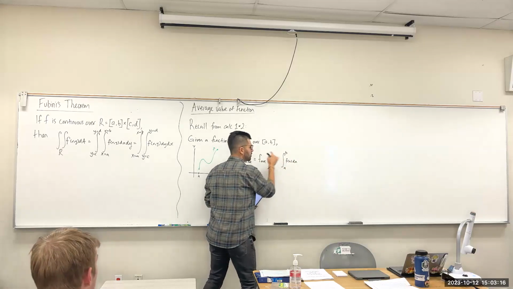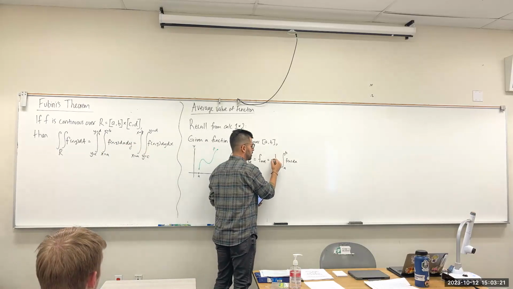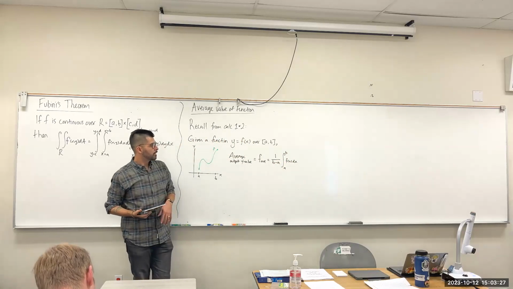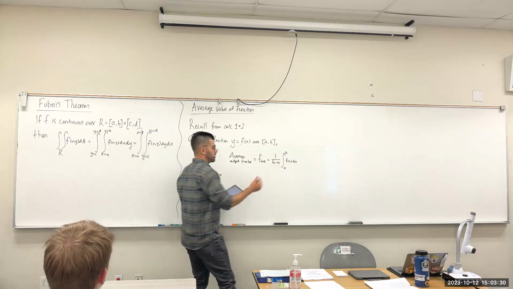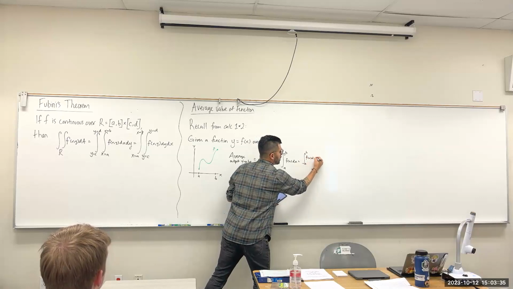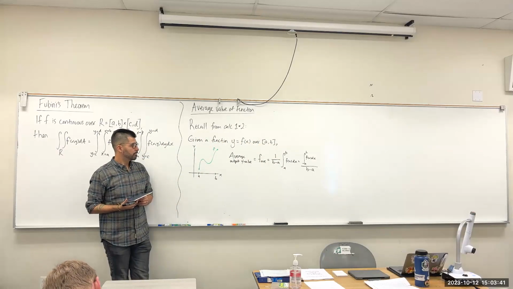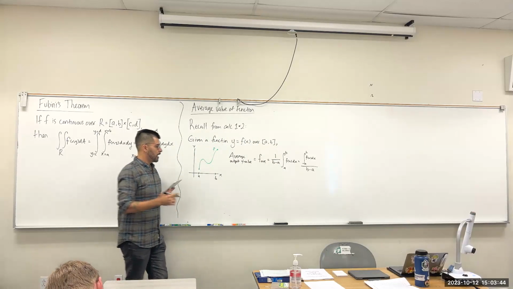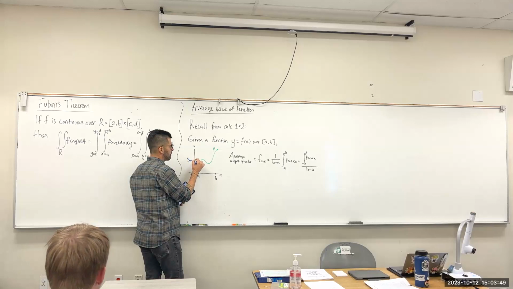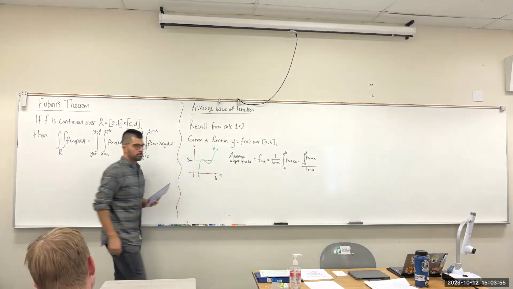Does anyone remember what you had to multiply it with? I heard 1 over b minus a. Yeah. So basically, what this is saying is you divide the integral by the length of the interval. Okay? By the length of the interval. And the number that you get gives you the average y value out of all these possible y values on your function. Okay?